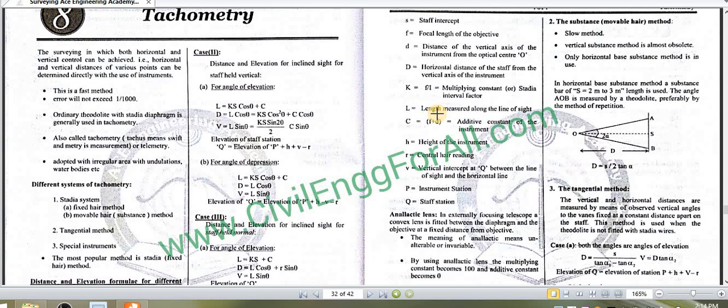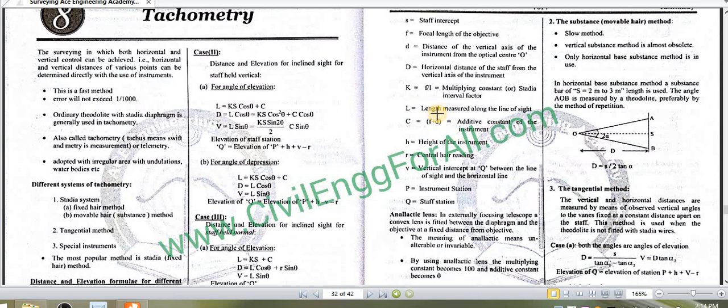Okay, so we have done a few topics related to surveying. Today we'll start with a new topic, that is tachometric surveying. Tachometric surveying is basically related to the theodolite only. It is very similar to a theodolite. The only difference between a theodolite and a tachometer is that it has been provided with an analytic lens.